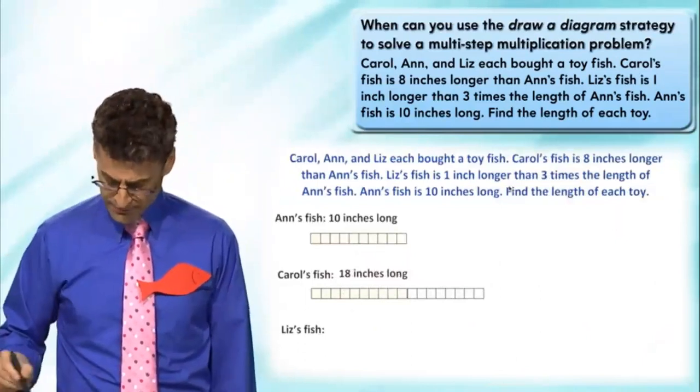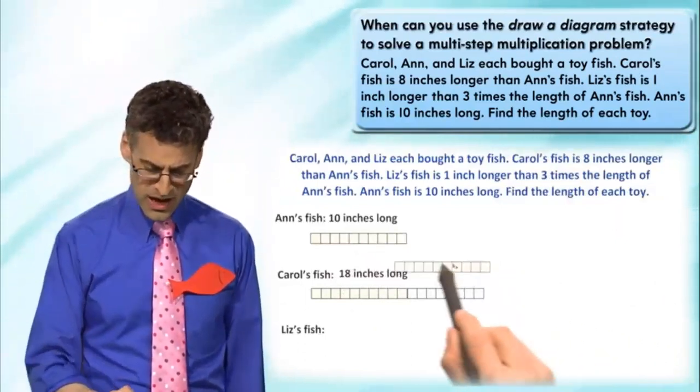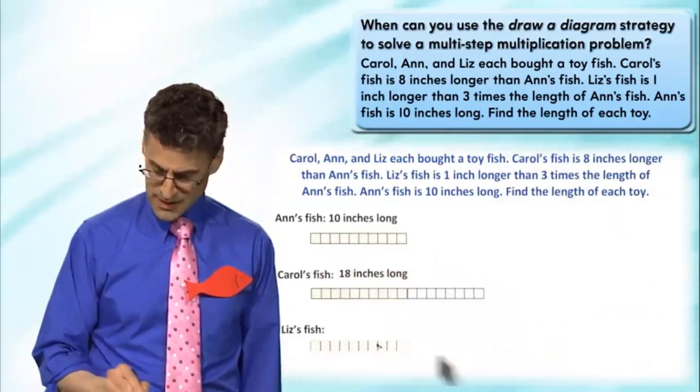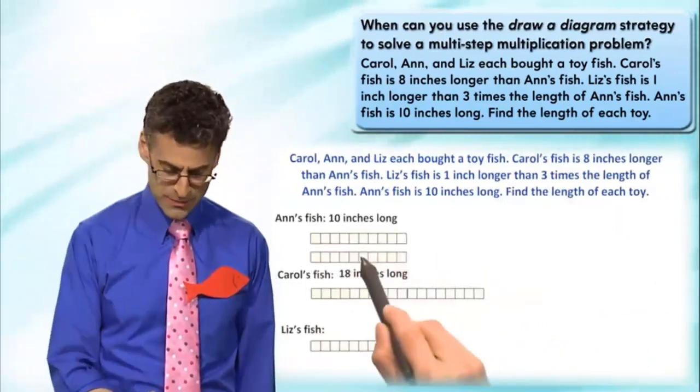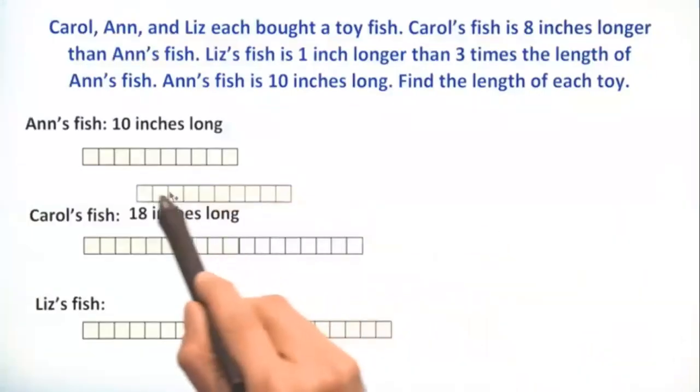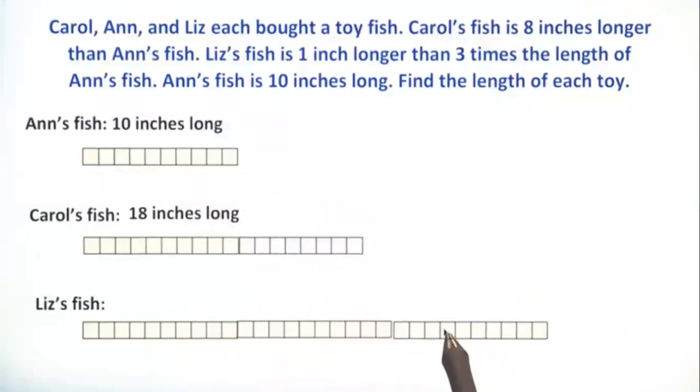So if we want to model that with a row of squares, we take one copy of the length that represents Ann's fish, that's this 10. But then we need 3 of them, because it's 3 times. So that's 1, this is 2, and this is 3. So 3 times 10 is the same thing as having 3 copies of this length of 10. So look at that length. That length is actually representing 3 times this length. 1, 2, 3. And what is 3 times 10? Well, 3 times 10 is 30.